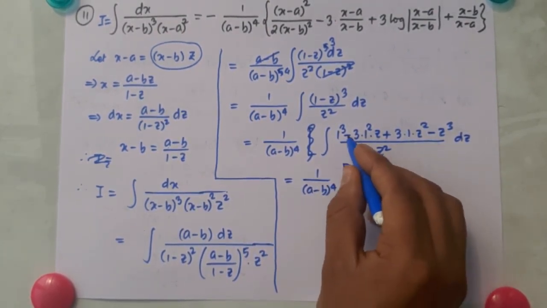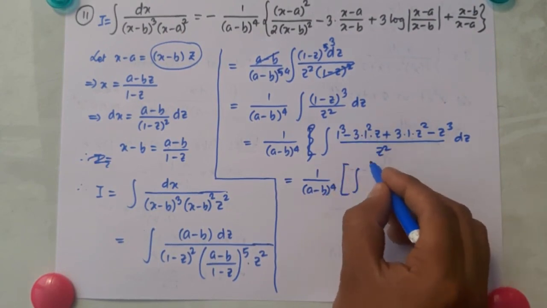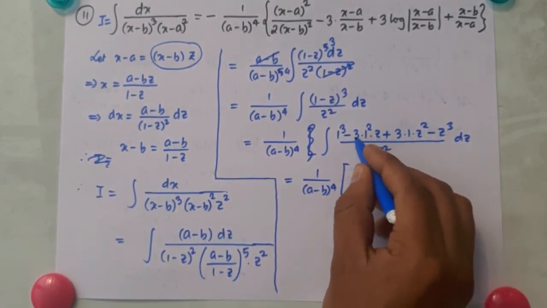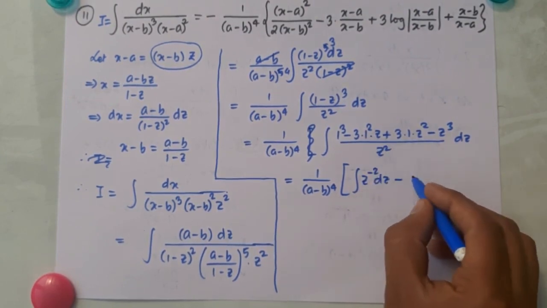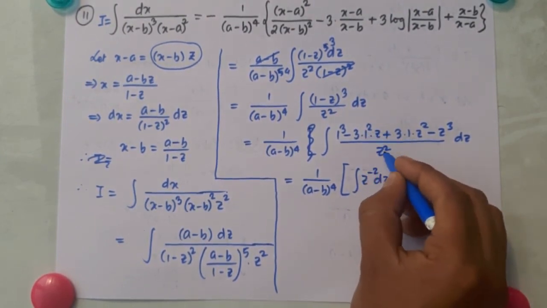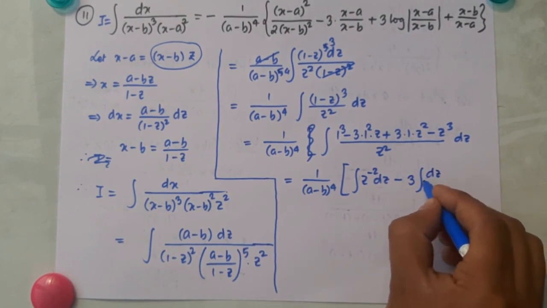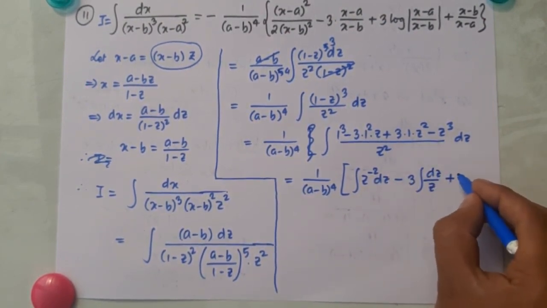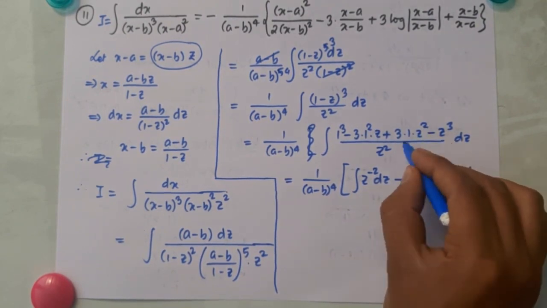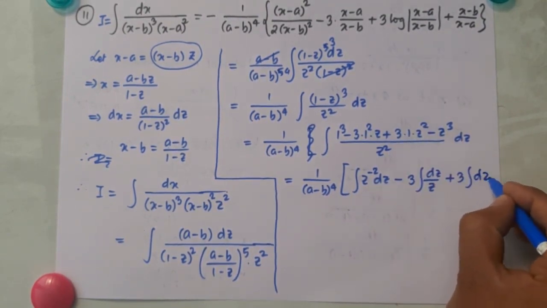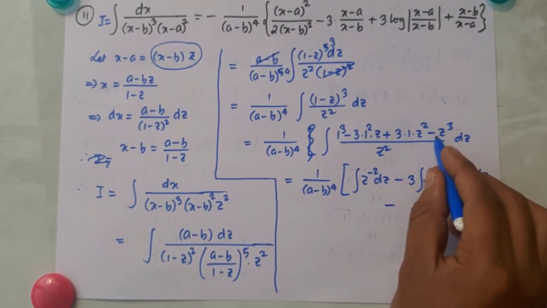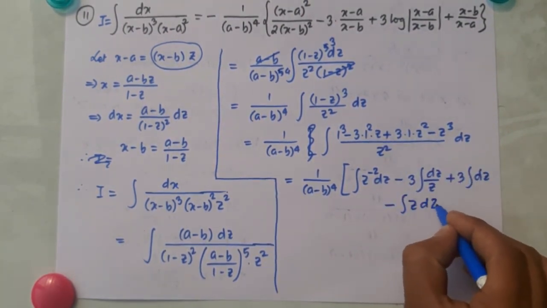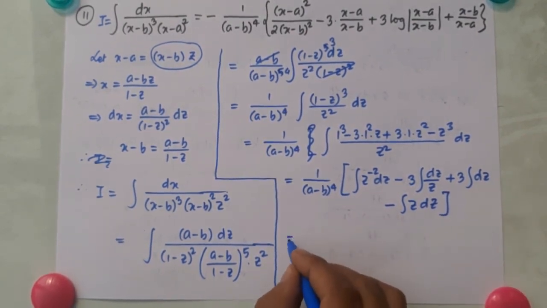So we have got different integrals now. So this is 1 cube by z square is z to the power minus 2 dz. So this is minus 3 integral z by z square is dz by z, plus this is 3 integral just z square by z square is dz, minus this is z cube by z square is just z dz. Now your work is very easy.